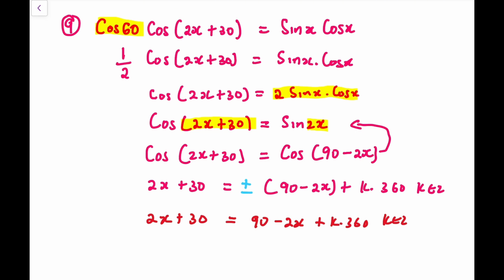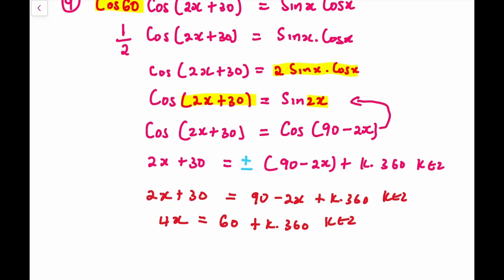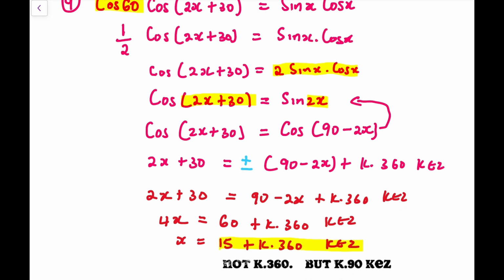So I'm going to have 2x plus 2x, which will be 4x, is equal to, take 30 to the right. I'm going to have 90 minus 30, which will be 60, and then plus k multiplied by 360, where k is an element of integers. And then we divide on both sides by 4. So if I divide by 4, I will have x is equal to 60 divided by 4, which will be 15, plus k multiplied by 360, k is an element of all integers. So this is my solution number 1, here is my first solution.